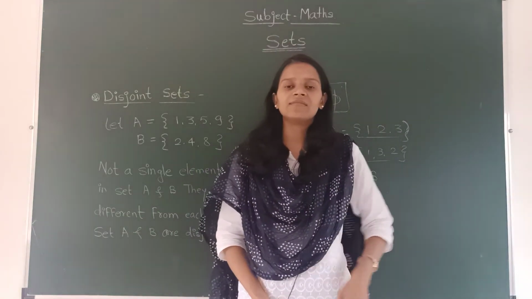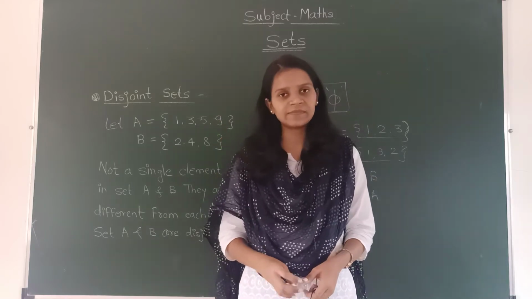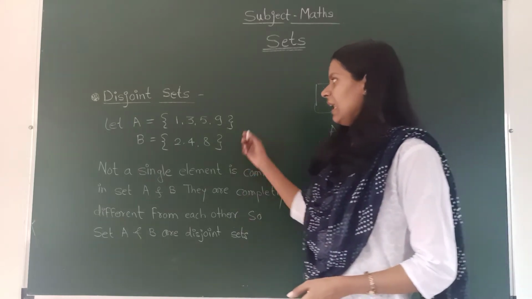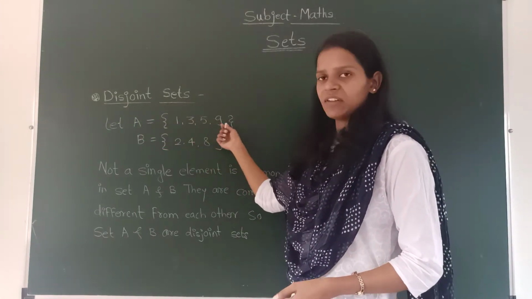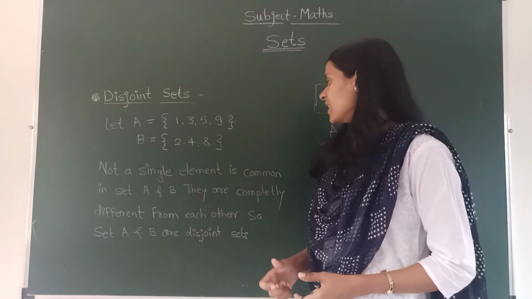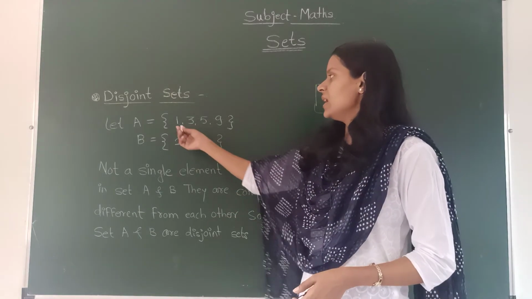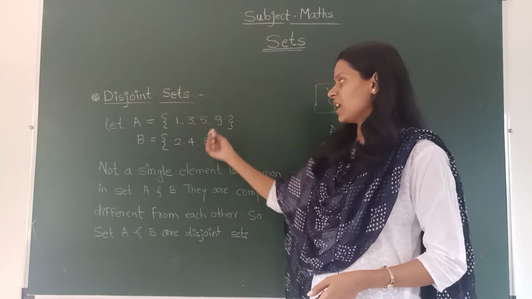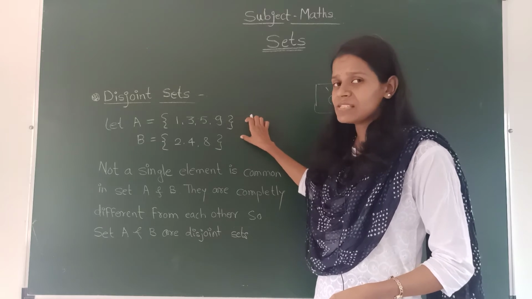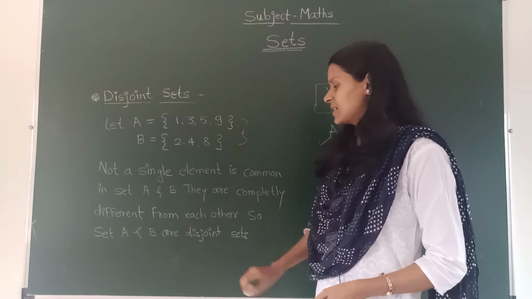After that we have solved your practice set, and now we have started the operation on sets. See, disjoint sets. What is meant by disjoint sets? Let set A is equal to 1, 3, 5 and 9, and set B is equal to 2, 4 and 8. Not a single element is common in between set A and set B. You can see on the board, in set A there are elements 1, 3, 5, 9 and in set B 2, 4, 8. No single common element in between set A and set B. Therefore, such type of set is called as disjoint sets.